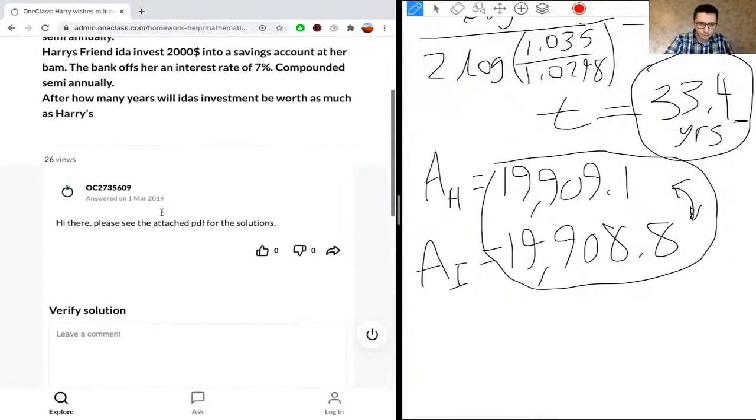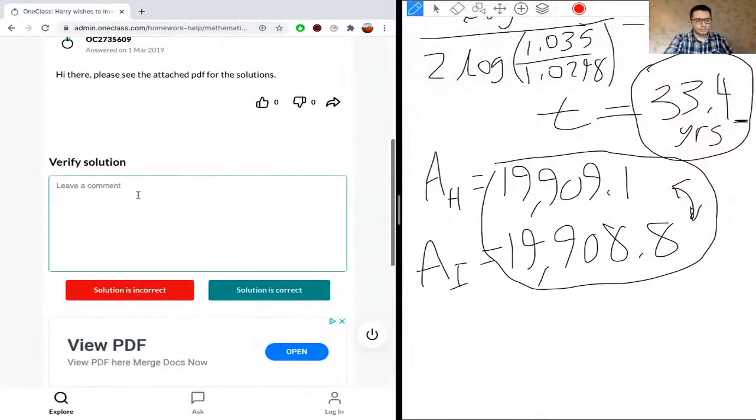So there's no PDF attached, so no solution attached. Incorrect. Actually, the correct answer is 33.4.